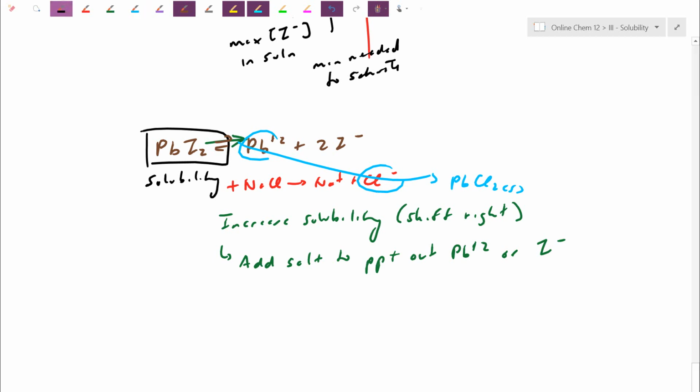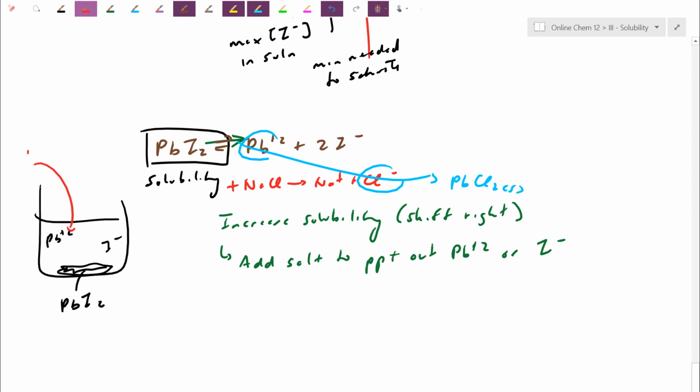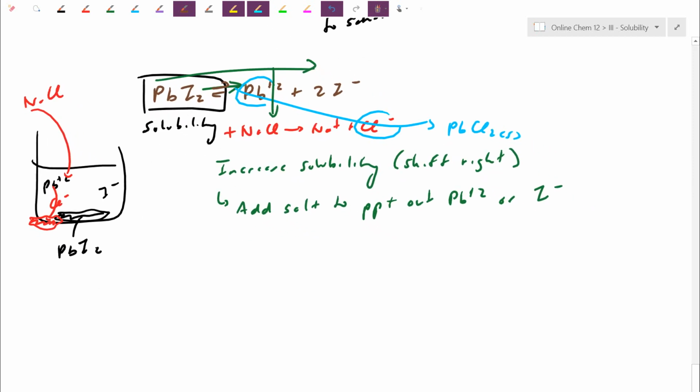So you can imagine having your beaker. We already had lead iodide, PbI2. We already had our maximum Pb solution and iodide solution here. Now you come along and you add NaCl. The Na is just going to be here. I don't really care about it. But the Cl minus is going to start tapering off some of the solid as PbCl2. In that case, as it pertains to our initial equilibrium, the lead concentration goes down. It shifts the whole equilibrium to the right. So that increases solubility. The one that doesn't work is you can't add any more PbI2.